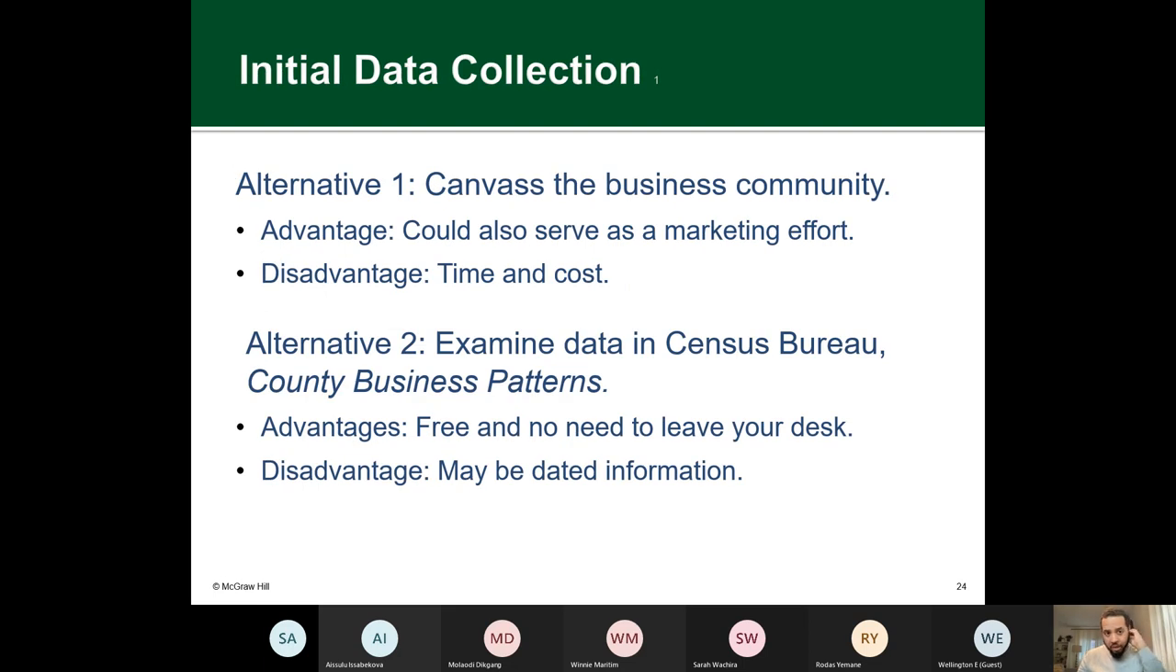So the first way that we gathered information is just by casually looking through the community, right? Talking to business owners, looking up business names and all these types of things. Or we can look at the census, in the business patterns of this city. Understand, like I said, patience, right? If you build it, they will come is not always the most efficient way of getting things done.